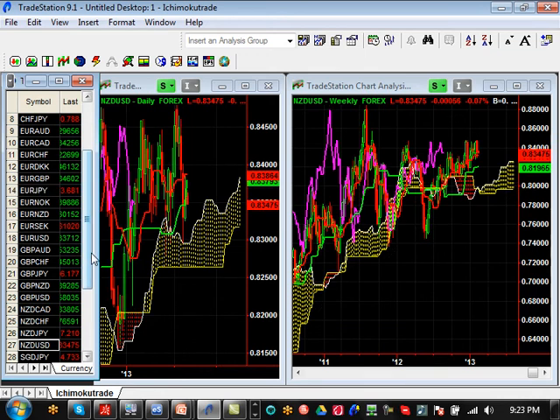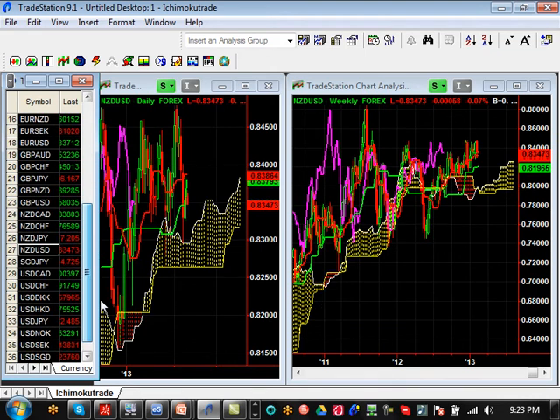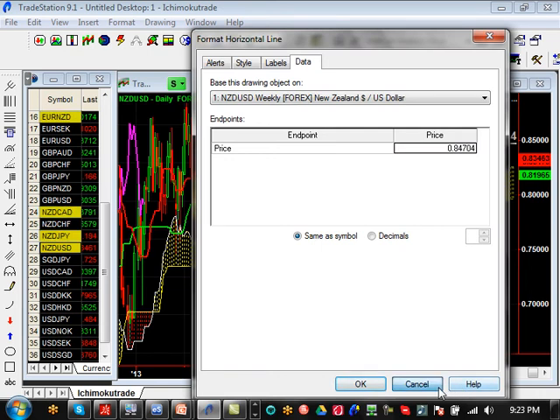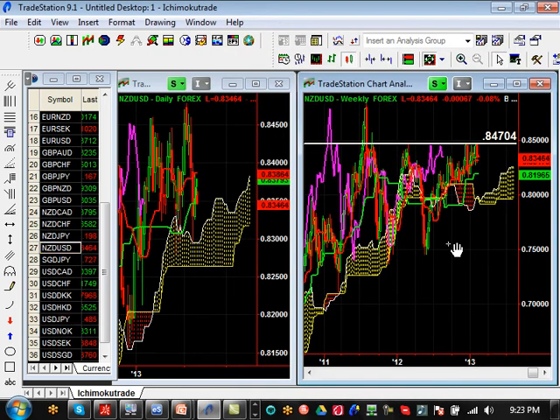New Zealand USD, this is the one we keep on watching. This one is yet to break this level here, but it could break it soon, so keep an eye on this one at 84.70. It's kind of hovering around, sticking around. Really hasn't fallen at all. Support level is going to be 81.96. Resistance is going to be 84.70.